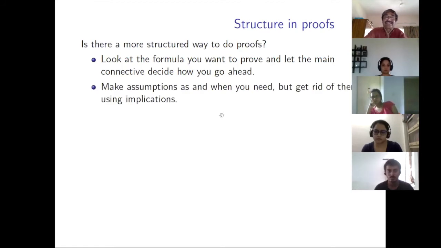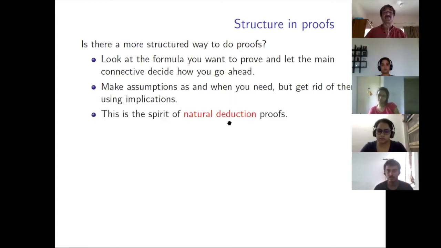And the other thing is, make assumptions as and when you need, but get rid of them using implications, right? This is something we do in math all along. Assume alpha, go ahead and prove beta, then you have established alpha implies beta, right? And then use alpha implies beta wherever you want. It's a free thing to use, right? This kind of heuristics you can make use of. And this is the spirit of so-called natural deduction proofs.